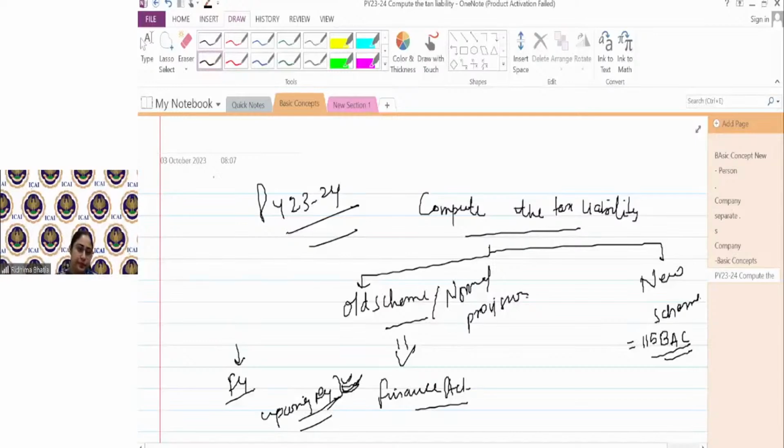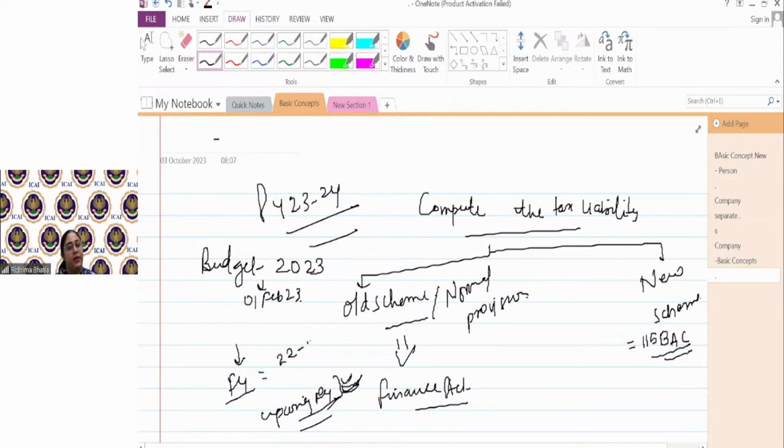If the budget comes, say the 22-23 budget, it is presented on 1st Feb 23. So in the budget or the finance bill, in the schedule, part 1 would tell me about the tax rates applicable for the period 22-23, for the previous year 22-23. That is when the budget is pronounced. What is the financial year going on? Its tax rate.